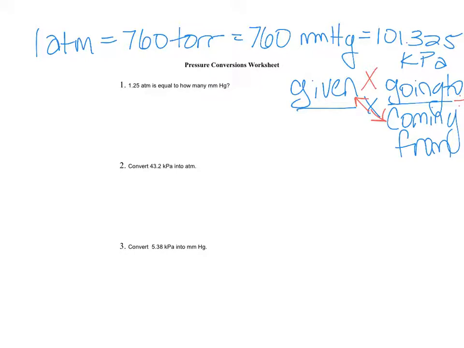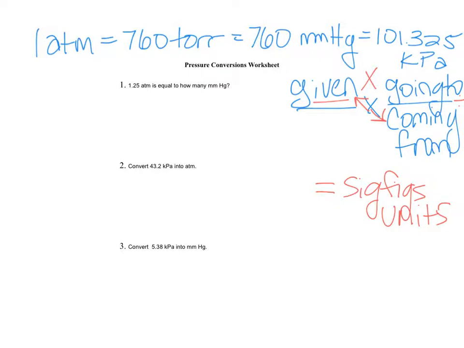Now, when we get our answer, we need to always have the correct number of sig figs. Remember, your sig figs have to match the number of sig figs in the given part of the equation. And then always remember to write your units, all right, as part of your answer. So we're going to take a look at these three problems here. Again, what are you given, going to, coming from? Set up the problem first, then go ahead and worry about your conversion factor.